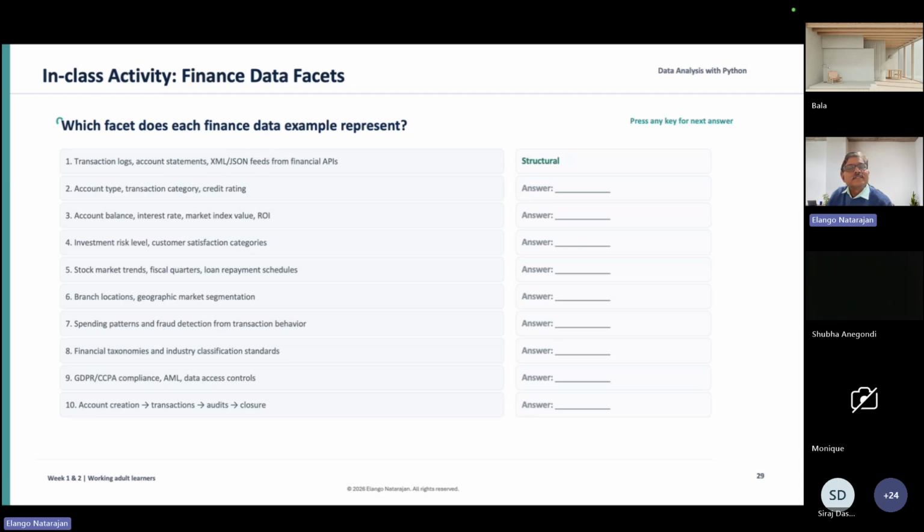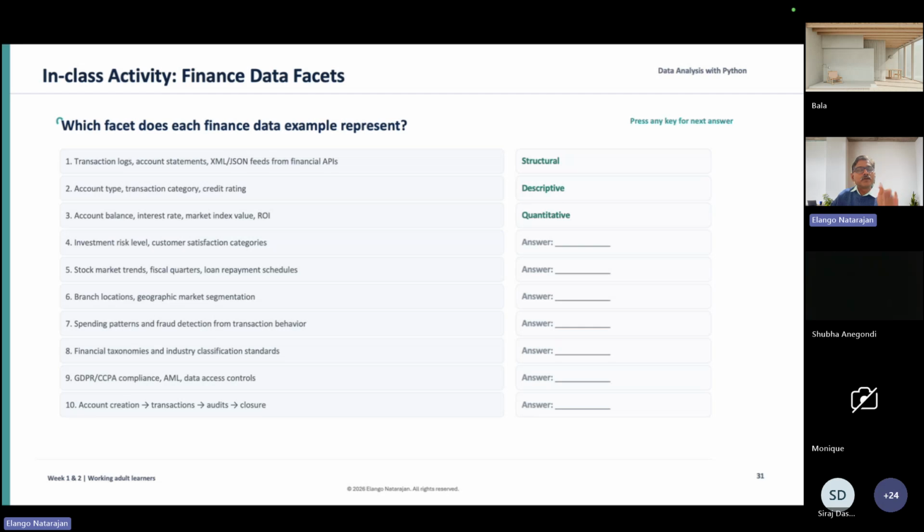Whereas XML feeds, we should see how the feed is. Usually in XML, the data will be in semi-structural form. Next is account type, transaction category, credit rating: everything is descriptive type. Next, account balance, interest rate. Account balance will be a number, right? Interest rate will be quantitative, all numbers, mostly continuous numbers. Then investment risk level, customer satisfaction categories. Customer satisfaction category is qualitative.